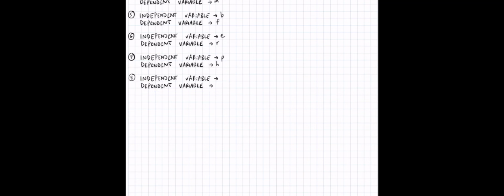An 8th one here, let's say the amount you use your laptop, A, and your battery level, B. Well, hopefully, if we think about it, we say, well, if you use your laptop more, then your battery level is going to go down. So your battery level, B, is going to depend on how much you use your laptop, A. Okay, so there's 8 different examples just talking about independent and dependent variables.